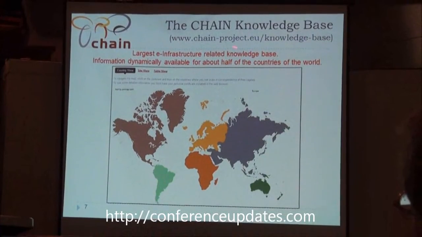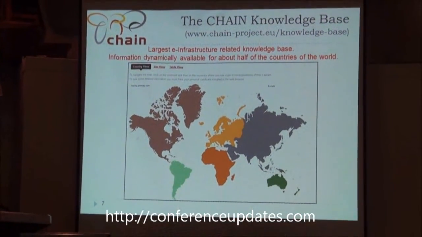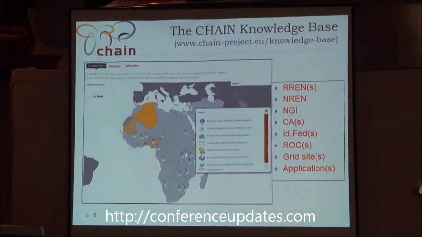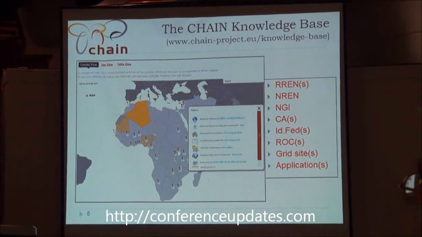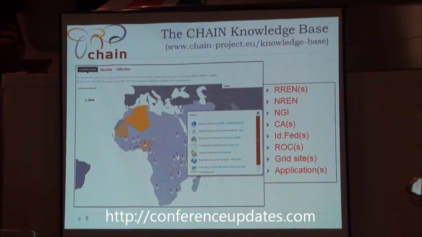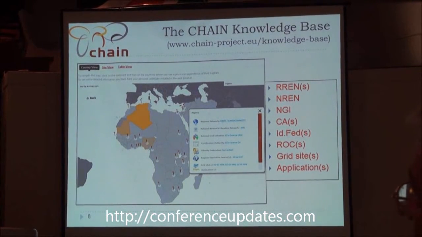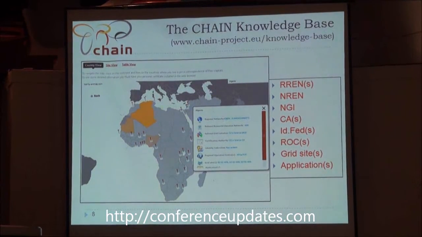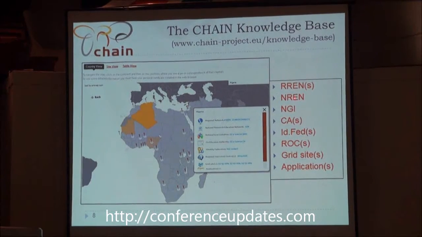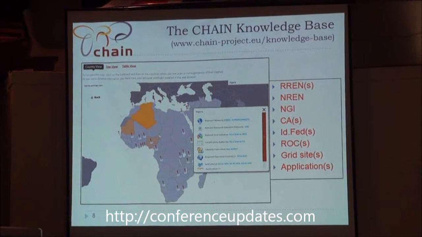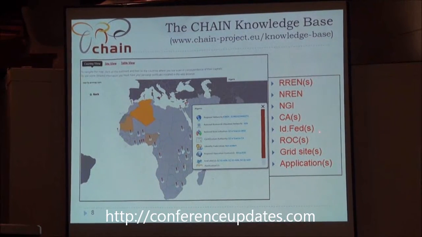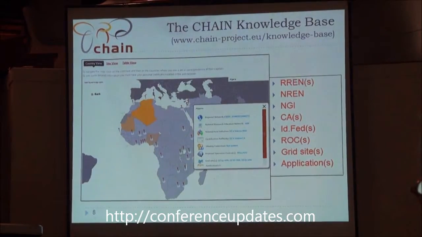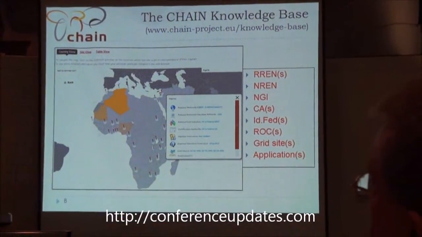If you go to this page, you have this nice map, you can click on one of the continents, and then you can try to drill down. You can click on Africa, and not surprisingly, you have lots of information, because there is a lot of information. For each country where you have a pin, you have information. The information we provide includes the regional network, the National Research Network, the National Grid Initiative, the Certification Authority, the Identity Federations, the Regional Operation Centers, the grid sites, and the grid applications. So for each country, you have at least one of these items.